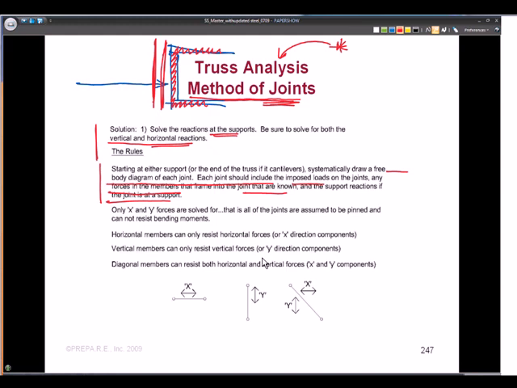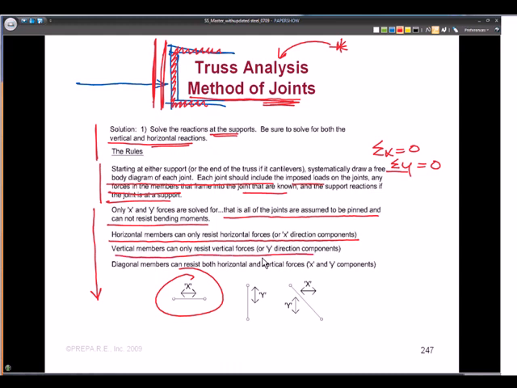And here are rules that we talked about when we looked at that canopy problem. Only X and Y forces are solved for. That is, all the joints are assumed to be pinned and cannot resist bending moments. So our equilibrium equations are just sum of the X's equal to 0, sum of the Y's equal to 0. Horizontal members can only resist horizontal forces. Vertical members can only resist vertical forces. And diagonal members have a horizontal and vertical component.